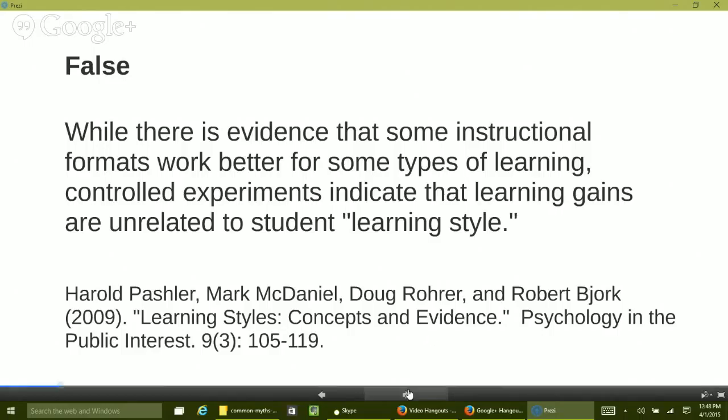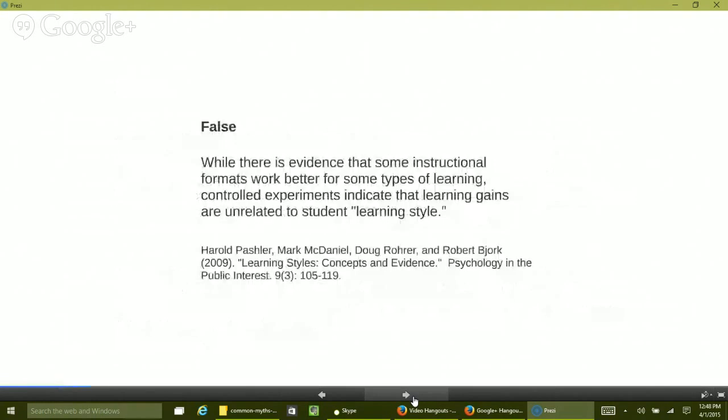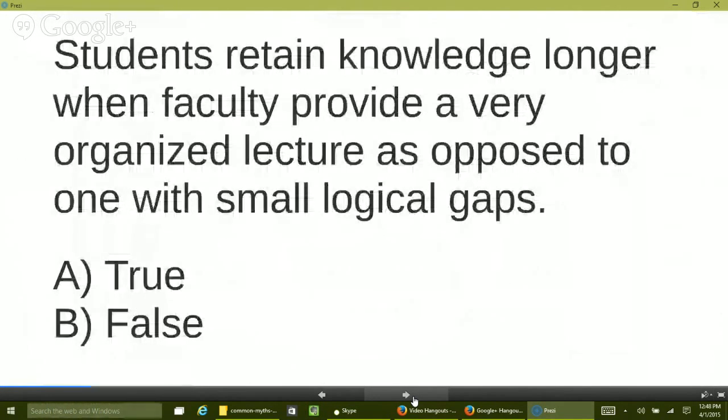And there's a study listed on the screen, one of the more famous ones, but there have been dozens of studies out there. This is just one that was very comprehensive.